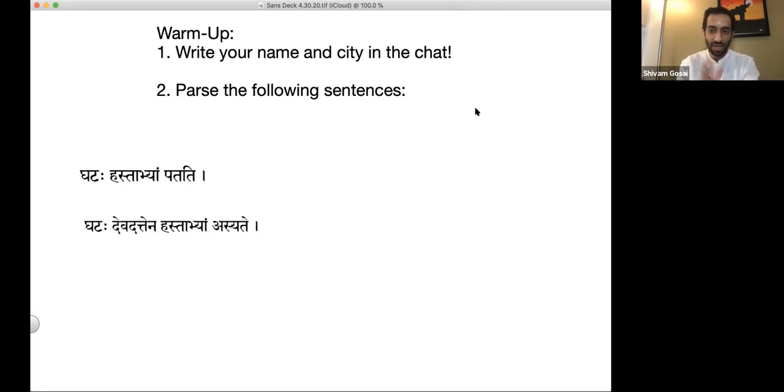Or as we said before, it could be fifth case, then we can say the pot is thrown from the hand by Devadatta. Either one works, okay? So I wanted to show that because either one works there. Let me know if you have any questions in the chat. You can put a little question mark there, or use the raise hand function on Zoom.